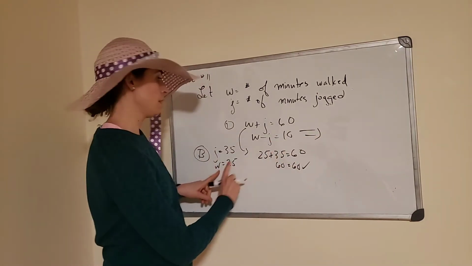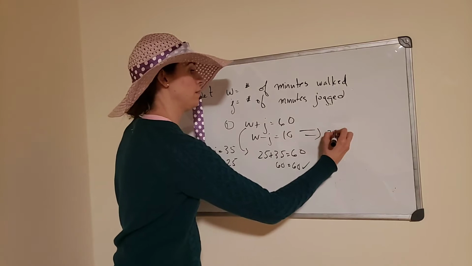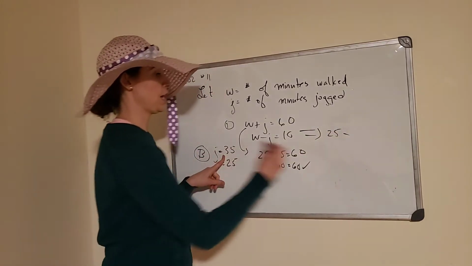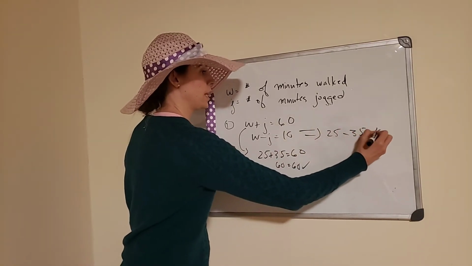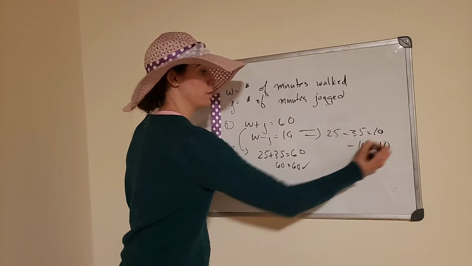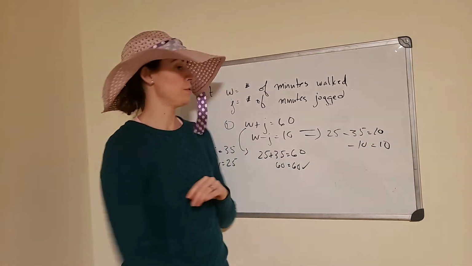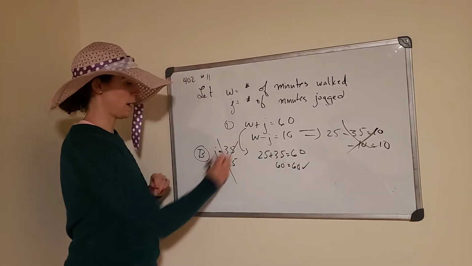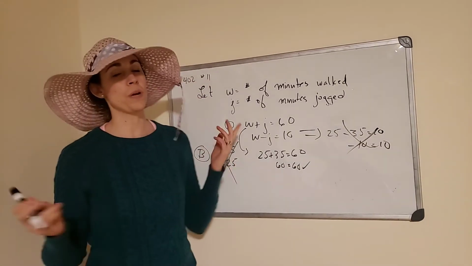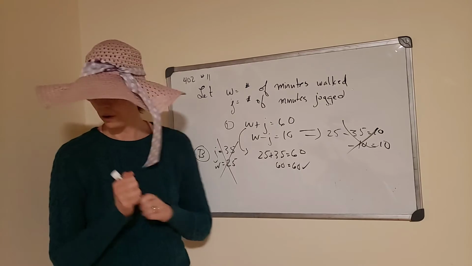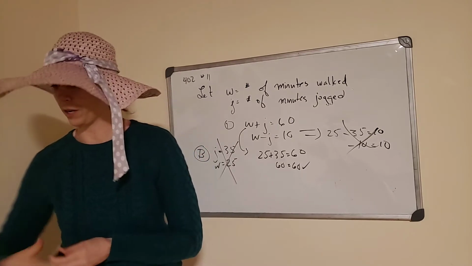Chuck this over here. W, 25, minus J, 35, equals 10. There, minus 10 does not equal 10, so no. Okay, these are not the correct solutions, which we already knew. So that's number 11 for you.